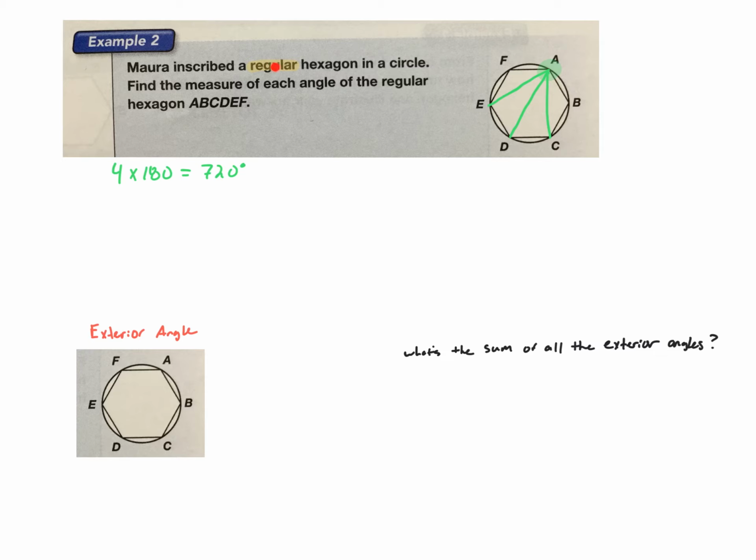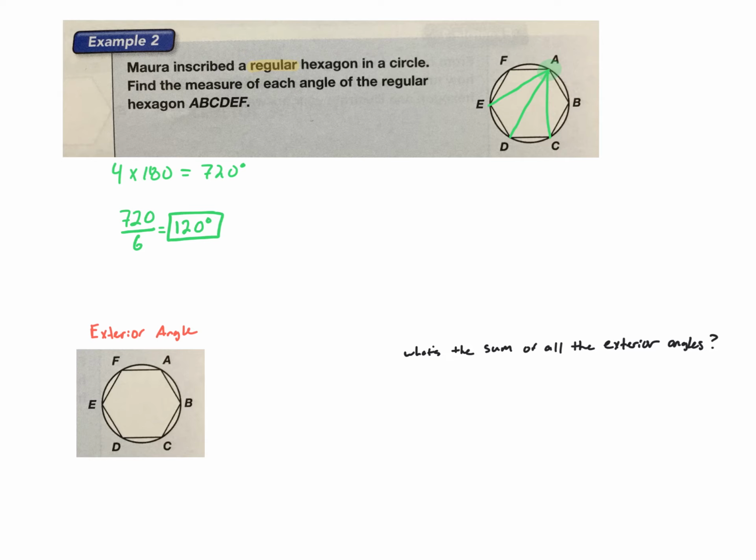Now, because we know it's regular, we know that the measure of angle A is the same as the measure of angle B, the same as C, the same as D, the same as E, the same as F. So all 6 of those are the same. So what I'm going to do is take that 720 that we just found and divide it by how many angles we have. Again, we can do this because we know it's regular. So I'm going to divide that by 6, and each one of those comes out to be 120 degrees.